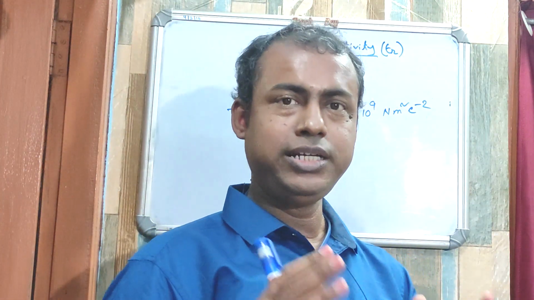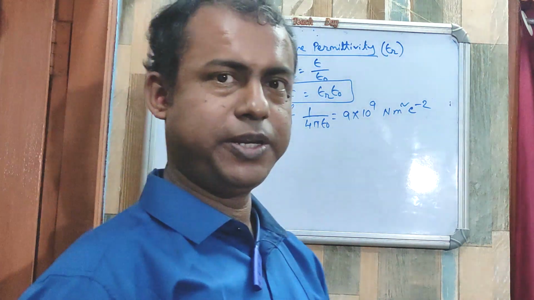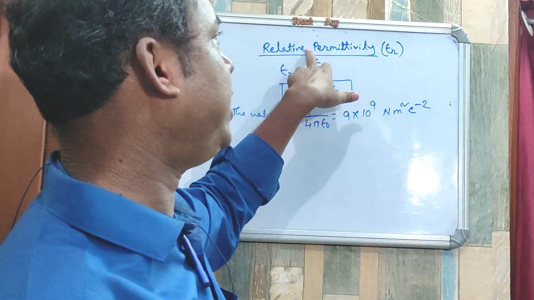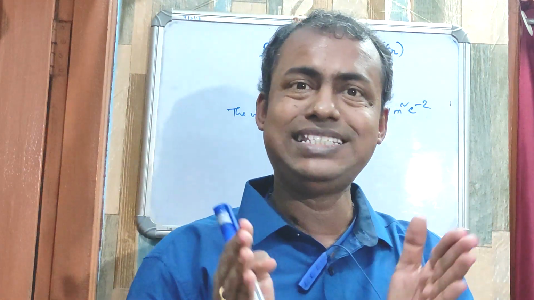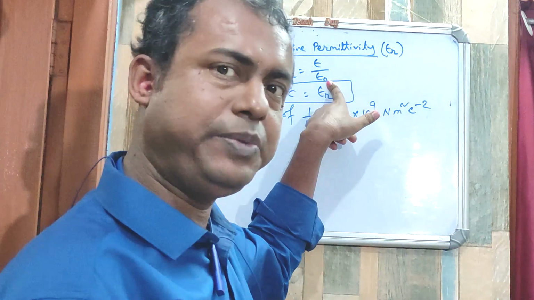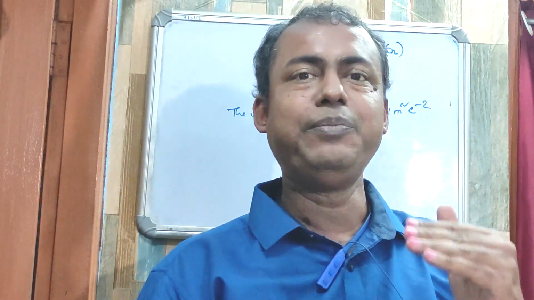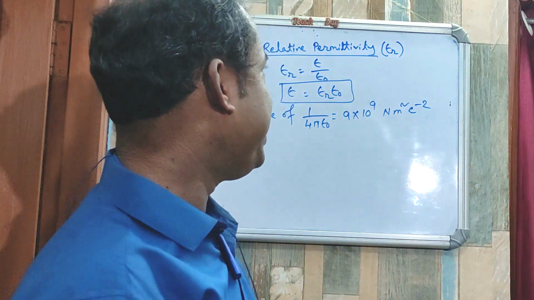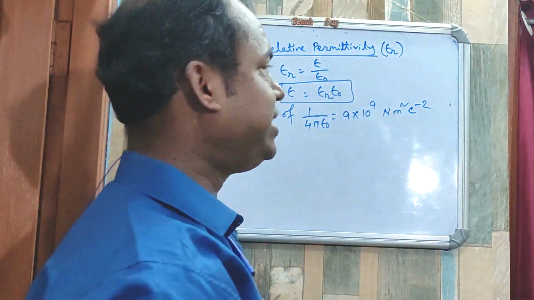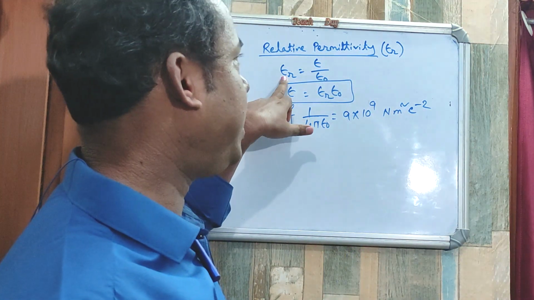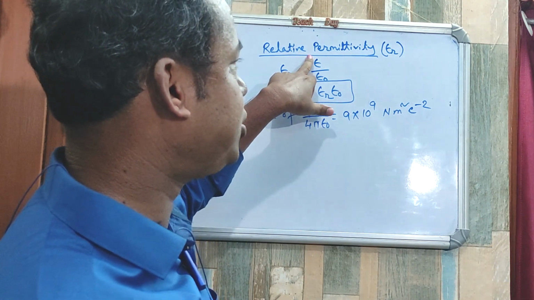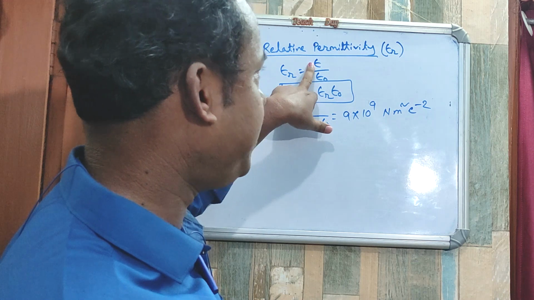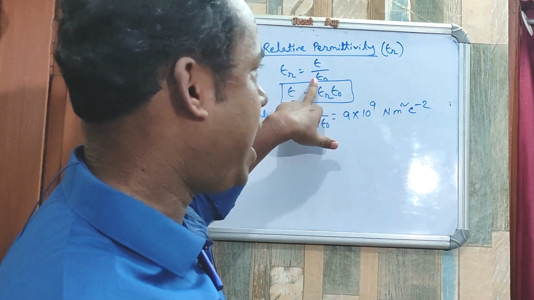The next topic, which is very important, is the relative permittivity, denoted by epsilon r. Before we discuss that, epsilon 0 is called the free space permittivity, and epsilon is called the permittivity of a medium. Now if I take the ratio of these two, that is the relative permittivity. So epsilon r is denoted as the relative permittivity. Relative permittivity equals the ratio of the permittivity of the medium to the absolute permittivity.